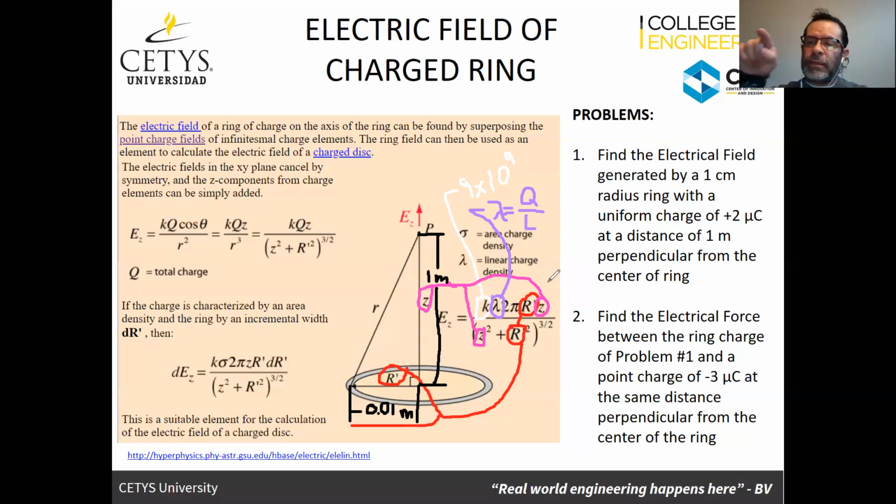But in this case, L is the whole linear space that we have here, which would be the perimeter of the ring. Okay, so Q in this case is 2 microcoulombs. I'm going to write this somewhere else in a moment, just to have a little bit more space here.